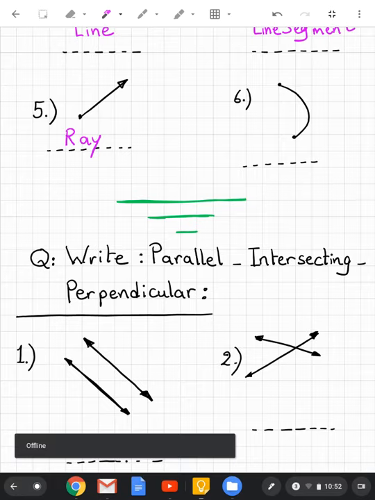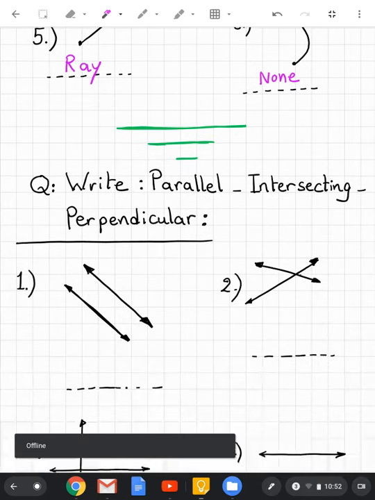Number 6, it has a start point, has end point, but it's curved. Is it a type of our lines? No. So this is none of these. It's not a line, not a line segment, and not ray, because it's curved.